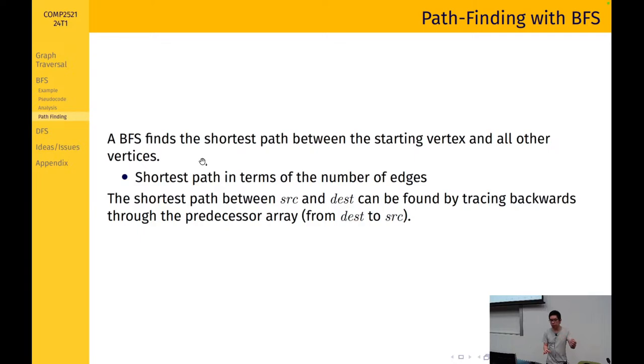So it turns out that the BFS lets us find the shortest path between the starting vertex and all the other vertices. In order to actually find this path, we're going to backtrace through the predecessor array, because the predecessor array tells us the previous vertex for each vertex. So to find the path from source to destination, we start at the destination and look at its predecessor. Then for that vertex, if it isn't the starting vertex, we look at its predecessor, and so on until we get back to the source.